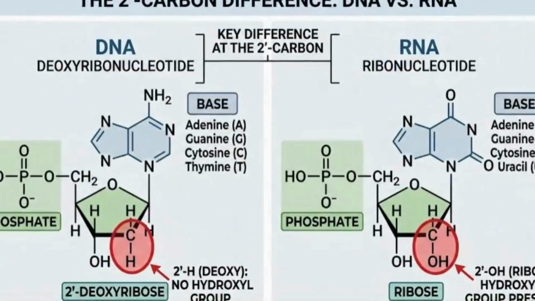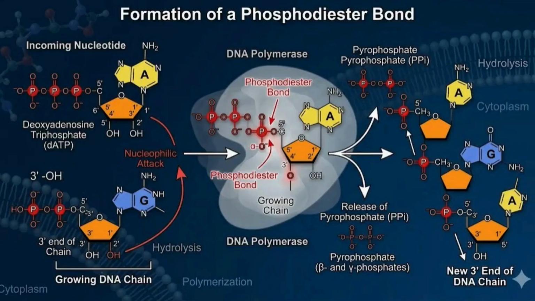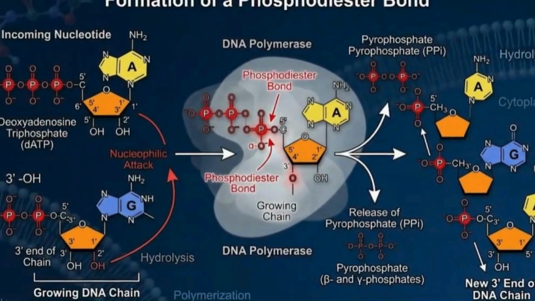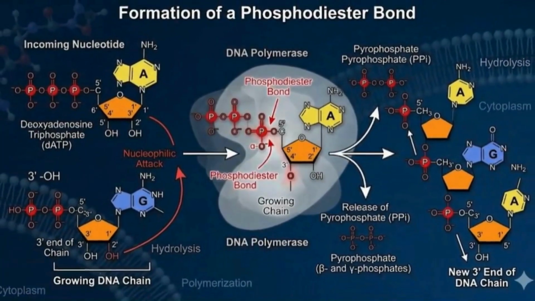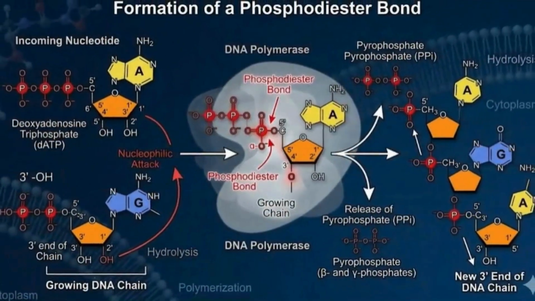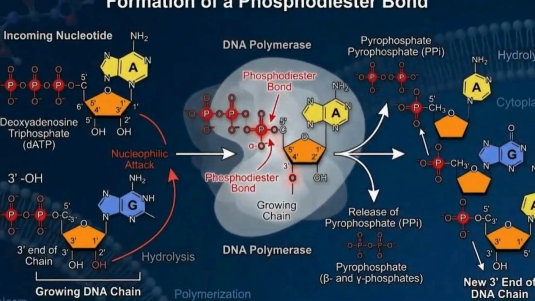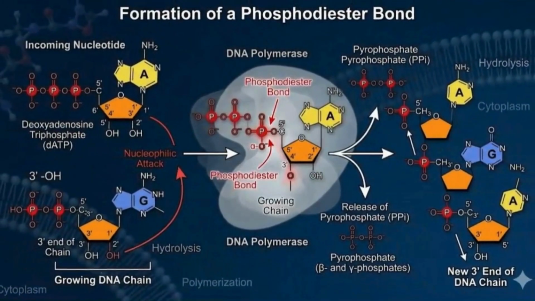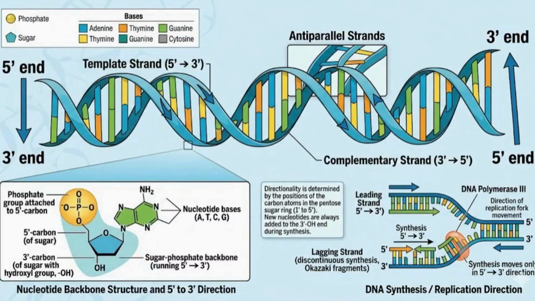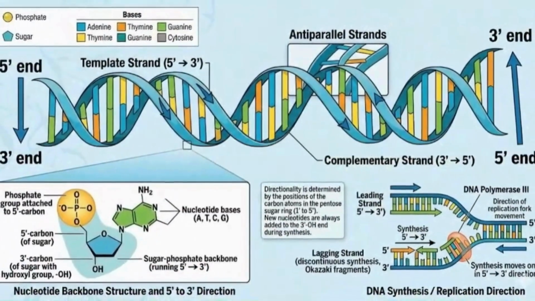RNA, because of its hydroxyl group, is more chemically reactive and structurally flexible. Now let's examine how nucleotides connect to form nucleic acid chains. Nucleotides are linked together through phosphodiester bonds. These bonds form between the phosphate group attached to the 5' carbon of one nucleotide and the hydroxyl group on the 3' carbon of the next nucleotide. This linkage creates the sugar-phosphate backbone of nucleic acids.